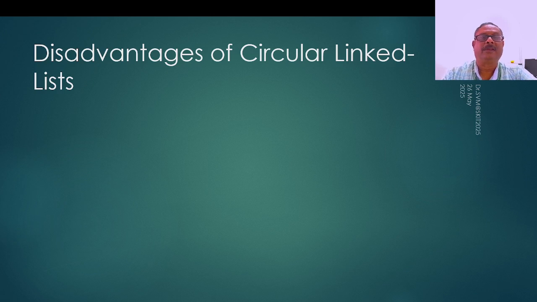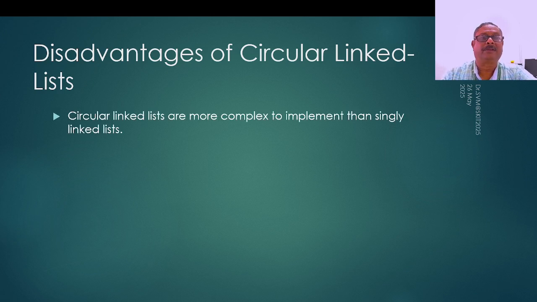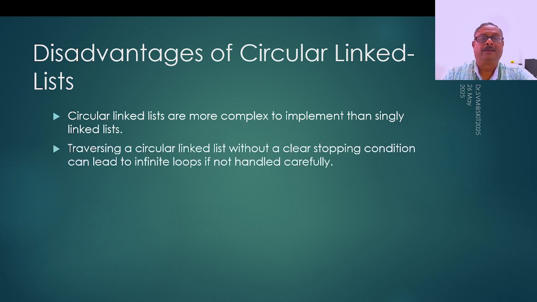Yes, nothing comes free. There are some disadvantages, like it is more complex to implement than a singly linked list. And traversing without a clear stopping condition can lead to infinite loops. That's what we discussed earlier. So we need to know exactly when to stop traversing. If we know that there are n nodes in our circular linked list, then we should ensure that we don't traverse more than n nodes.